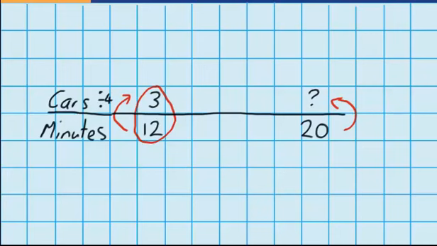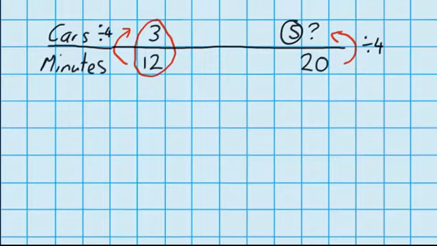So I'm going to have to make this side 4 times smaller as well, and I'm going to do that by dividing by 4. And I know that 20 divided by 4 is 5. So that means if I can wash 3 cars in 12 minutes, I can wash 5 cars in 20 minutes. Let's try another example.